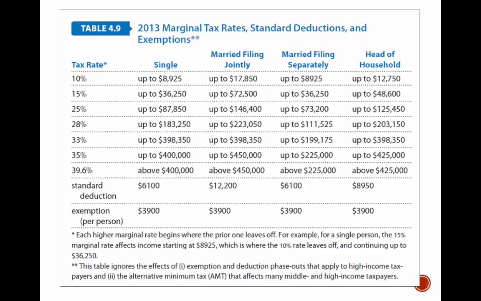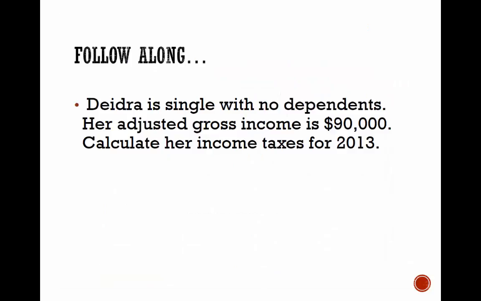Take a look at the marginal tax table on the following page. We will use this table to determine our federal income taxes in this class. Let's take a look at an example. Deidre is single with no dependents. Her adjusted gross income is $90,000. Calculate her income taxes for 2013.